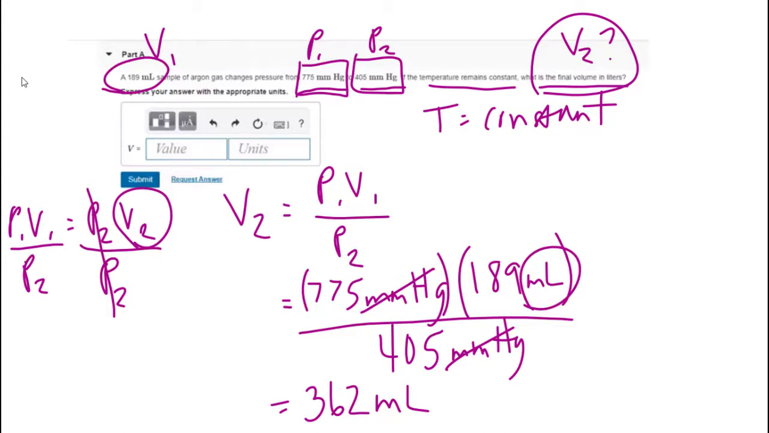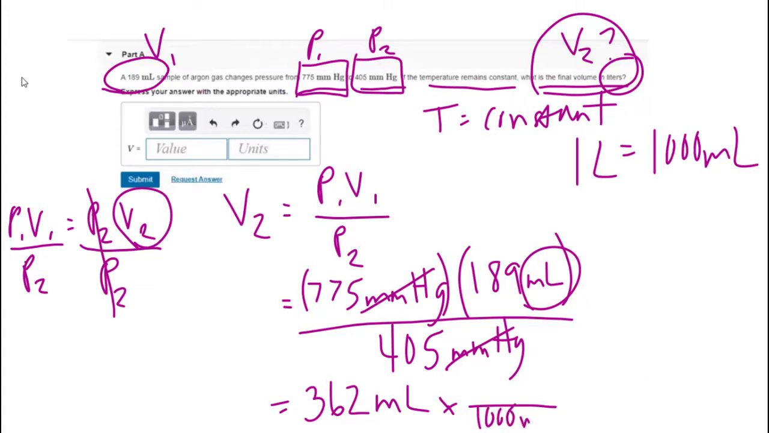And the last thing that this question wants is my final volume in liters. Remember that 1 liter is equal to 1,000 milliliters. So I would just need to convert my answer, remember 1,000 milliliters for 1 liter. And again, I had to put my milliliters on the bottom because I need those to cancel out and I need liters. So it would be 362 liters.